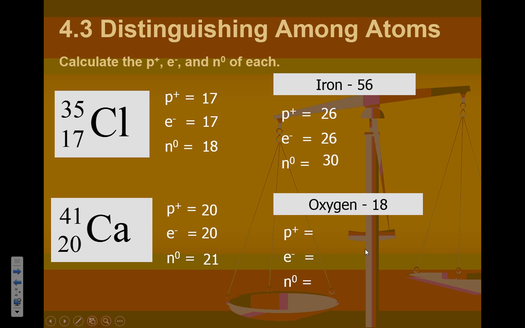Something like oxygen 18. Since it's oxygen, I know atomic number 8, so it's got to be 8 protons. It's neutral, 8 electrons. And 18 minus 8 means I have to have 10 neutrons.